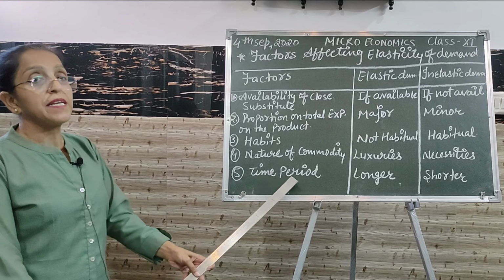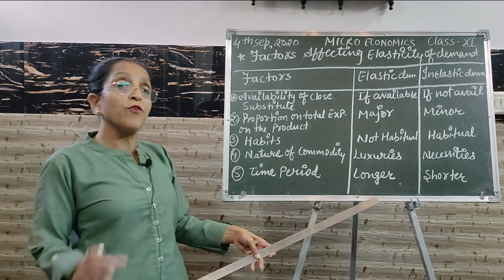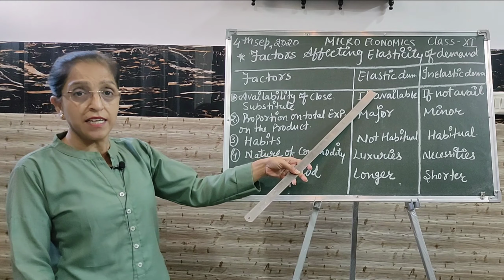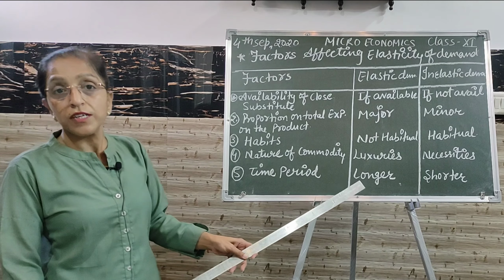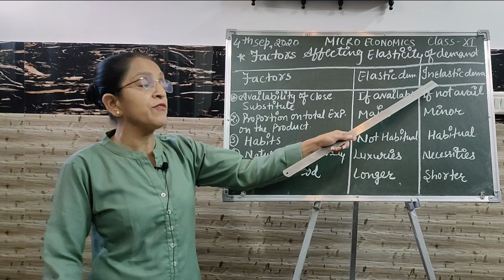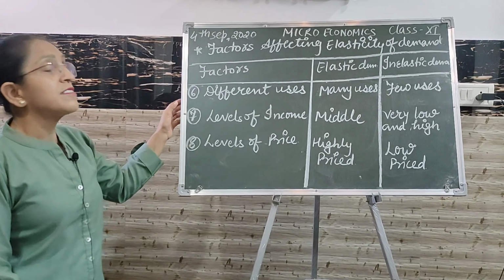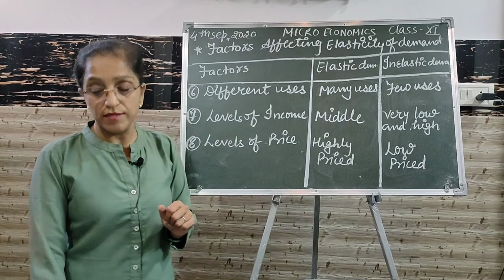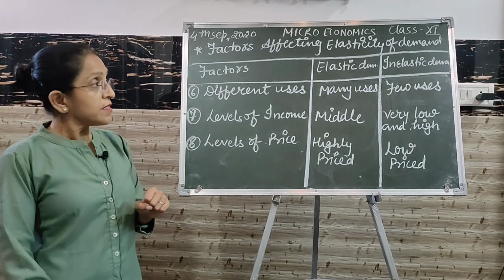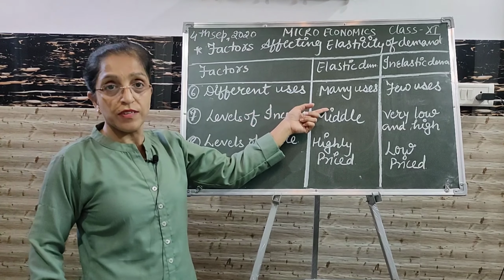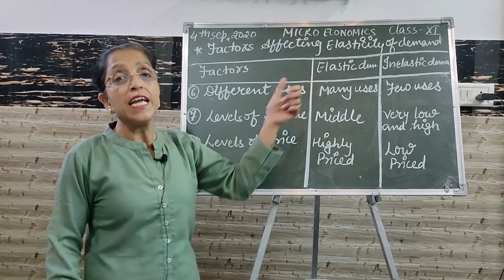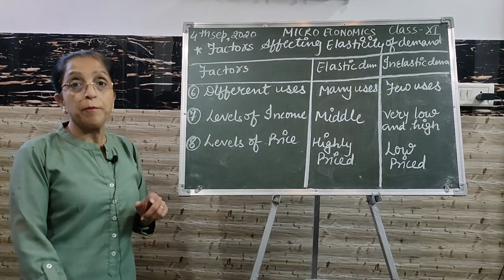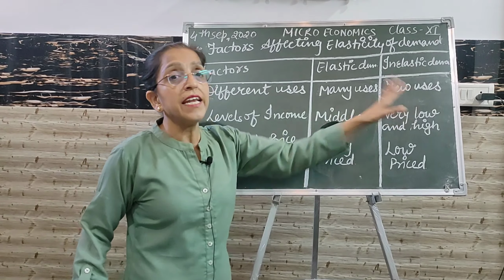Our next, time period. If the commodity that you are using is for a longer period, okay, then the demand of such commodities will be elastic. If the commodity that you are using is for a shorter period, then the demand of such a commodity will be inelastic. Yes, our next determinant, different uses. There are various commodities which have many uses, like milk, electricity, coal, all these have various uses. Then the demand of such commodities will be elastic. If the commodity has few uses like a textbook, pen, salt, then the demand will be inelastic.